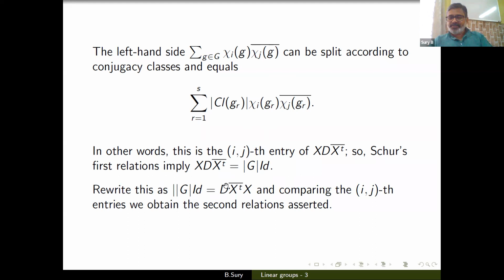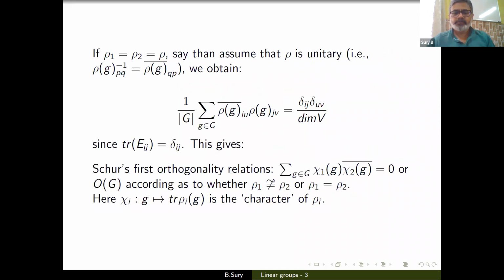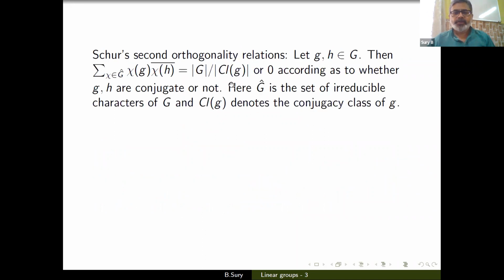So when you rewrite this in the following form. Okay, there is a typo here. Mod G times the identity is x d x transpose bar. So once again, this says that x times d x transpose bar is equal to some scalar. That means you can put the x on this side: x times this is a scalar, meaning the same scalar is d times this, and we can change the order. So d times this, but when you look at the ijth entry, it is exactly the relation that we wanted. This is what we get.